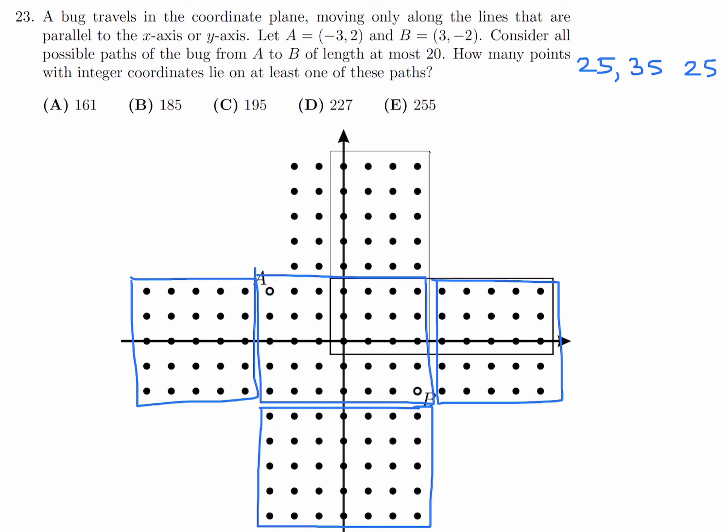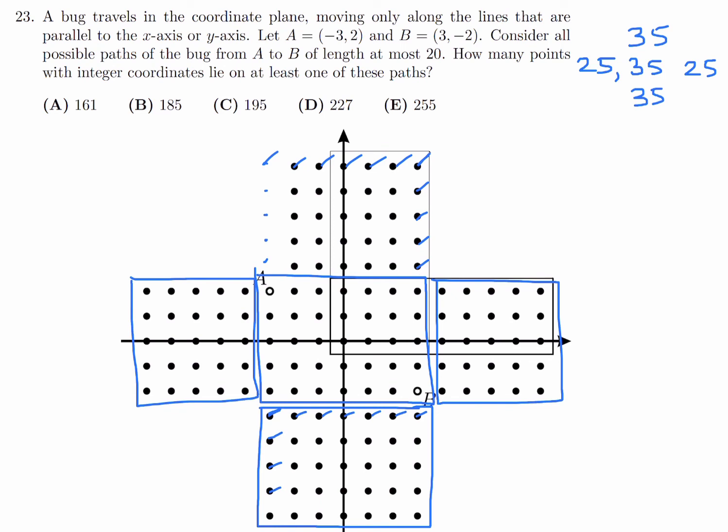So how many more did I add? 1, 2, 3, 4, 5, 6, 7. 1, 2, 3, 4, 5. So 7 times 5, another 35. And it should be exactly the same up here. These dots will basically be like that. So it's the same thing. 1, 2, 3, 4, 5, 6, 7. 1, 2, 3, 4, 5. So another 35 there.